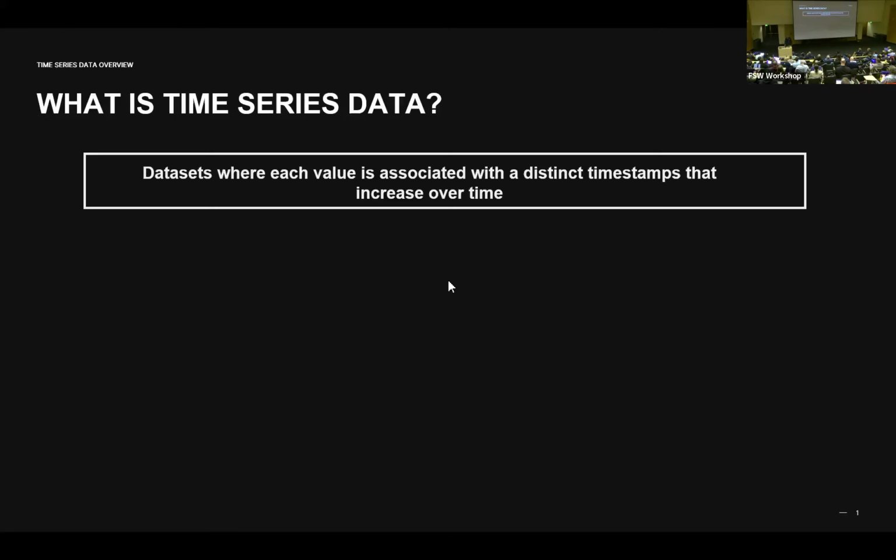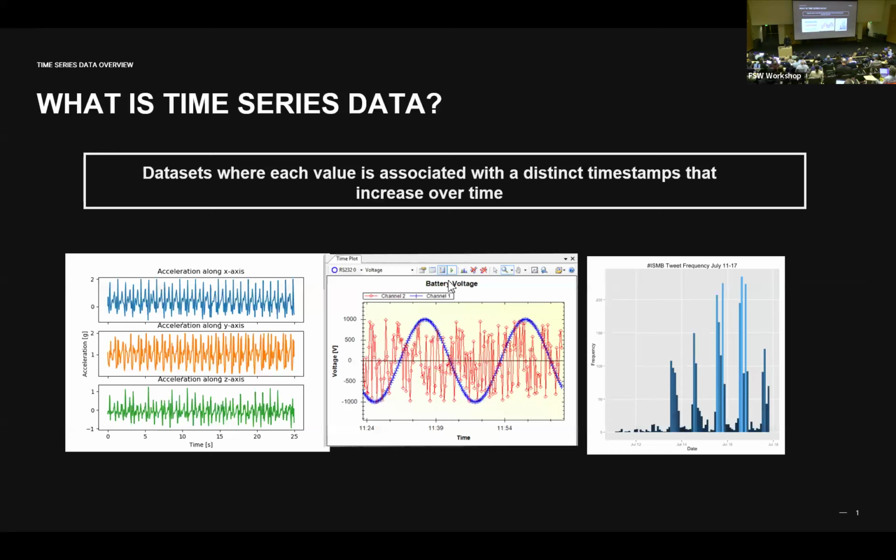Okay, I have an uncomfortable obsession with time series data. What is time series data? It's where we have data sets with distinct timestamps for everything, and things change over time. Really what we mean is squigglies. We mean squigglies on charts.